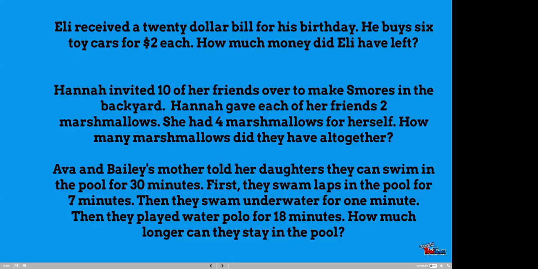Hannah gave each of her friends 2 marshmallows. She had 4 marshmallows for herself. How many marshmallows did they have altogether? Ava and Bailey's mother told her daughters that they could swim in the pool for 30 minutes. First, they swam laps in the pool for 7 minutes. Then they swam underwater for 1 minute. Then they played water polo for 18 minutes. How much longer can they stay in the pool?